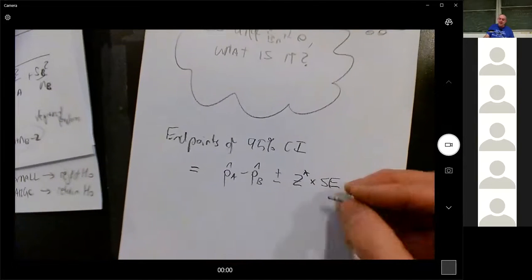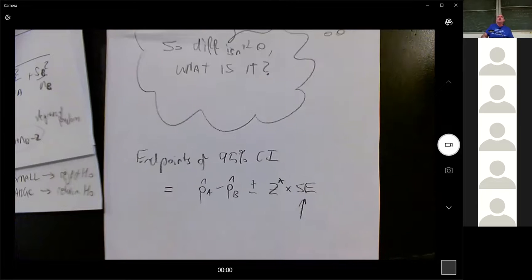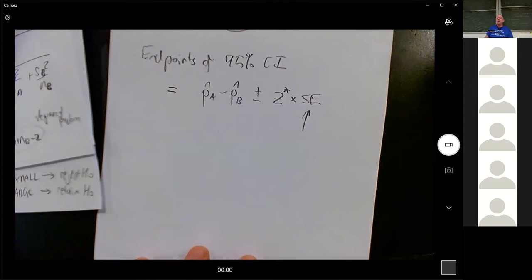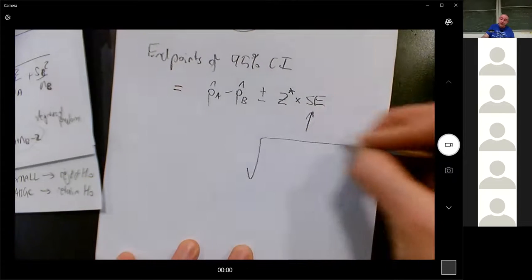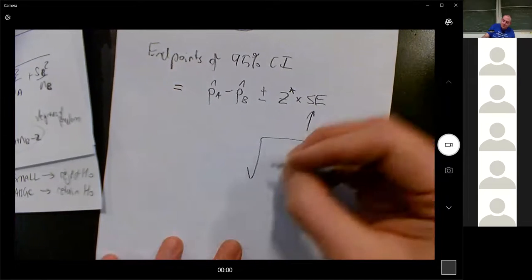And so the SE is now, I'm going to make a guess and then I'm going to look it up to see if it's right. This is a good practice for you. You should always make a guess and then look it up.